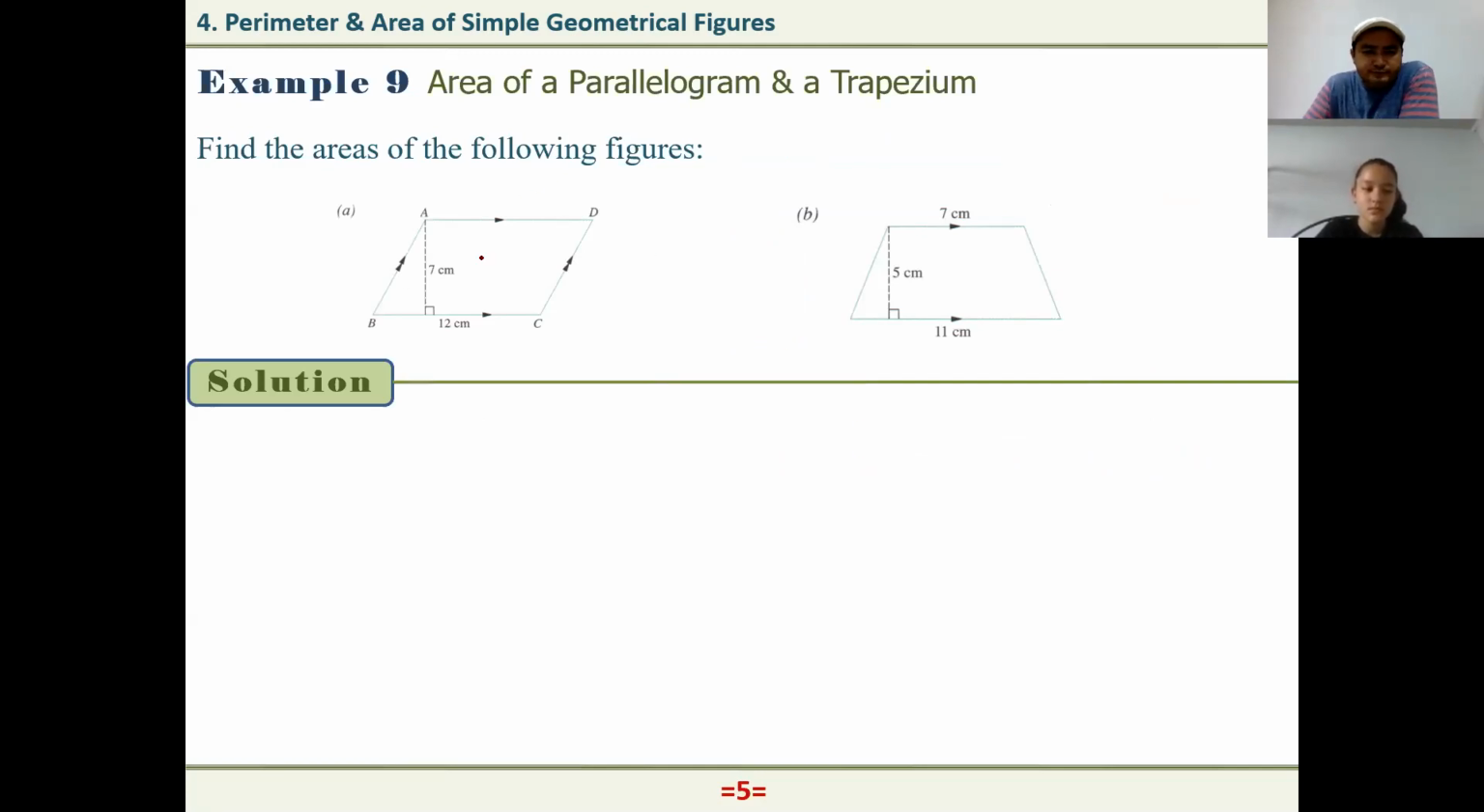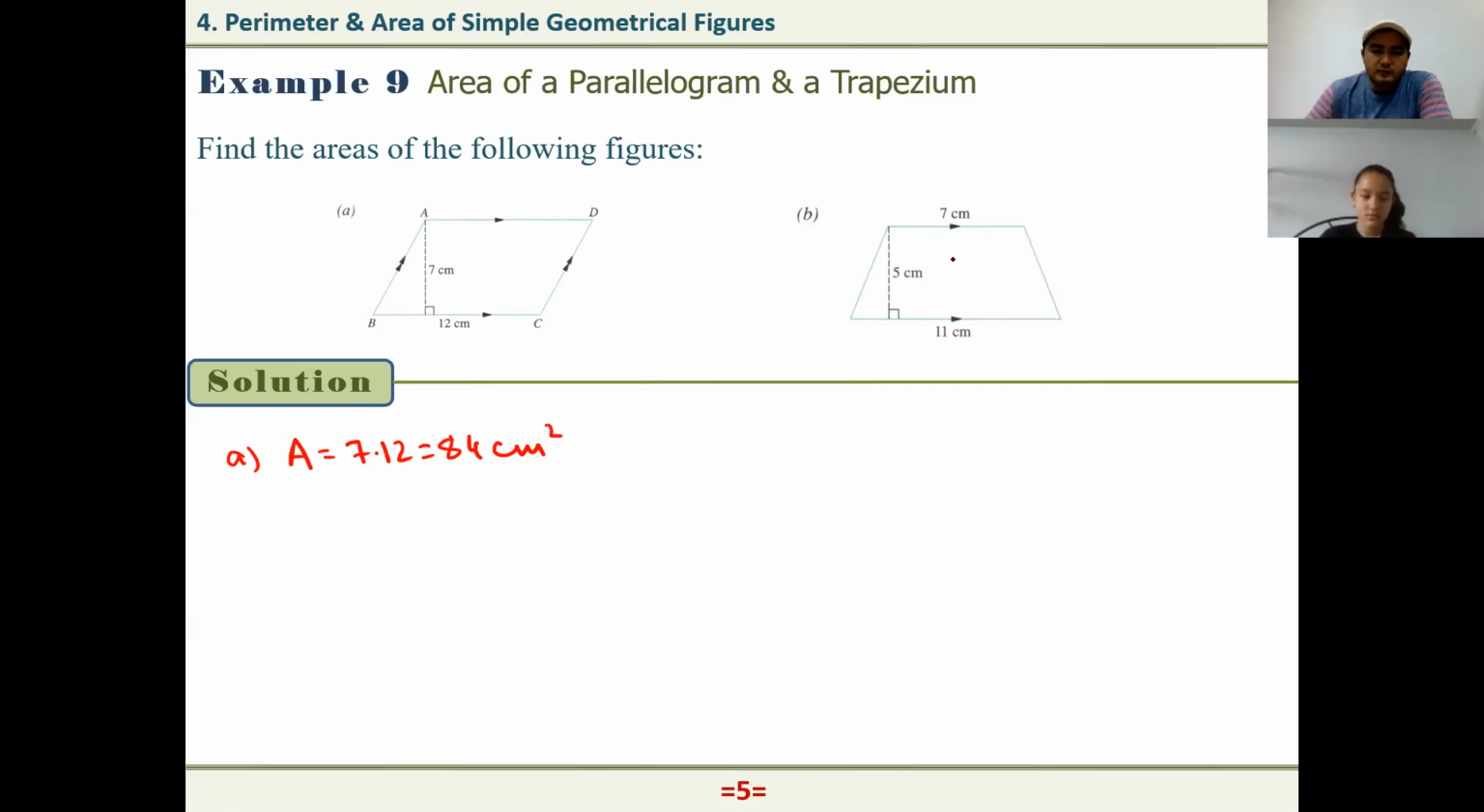In this question, as you see here, we are given, what is this? From the figure, it is a parallelogram, right? This side is parallel to this side, and this altitude height is given to this side. So in question A, the area of the given parallelogram is, what is it? Height times base. That is 7 times 12, which is equal to 84 centimeters squared, right?